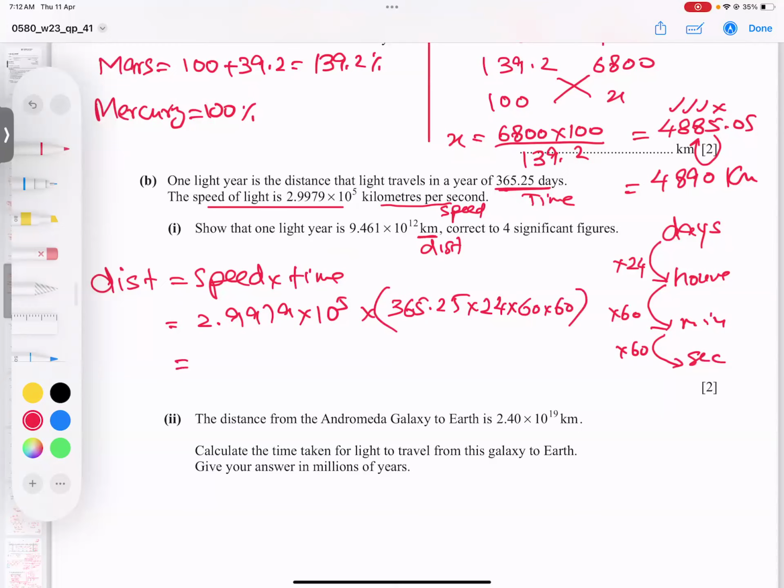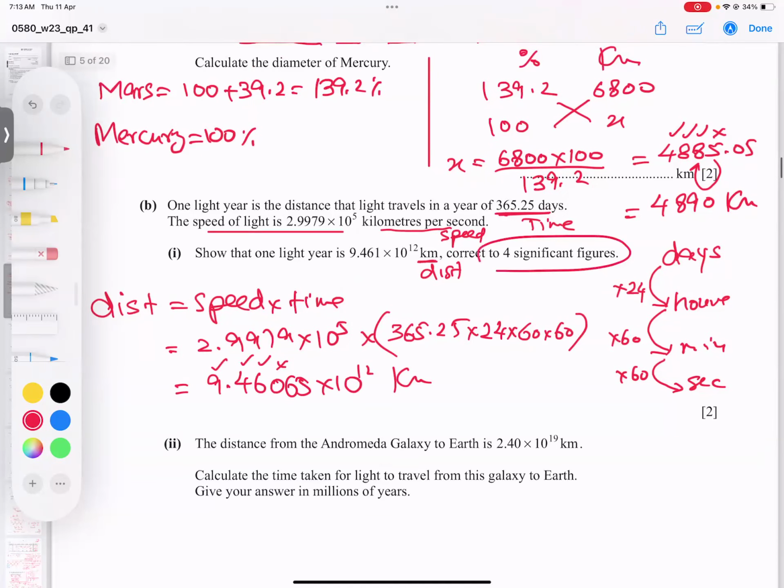And let's type in the calculator. So 9.46065 times 10 to power 12 kilometers. Okay, but we have to round this one. If you look carefully, did he mention here? Oh, he mentioned 4 SF, make sure. Then we have to change the plan.